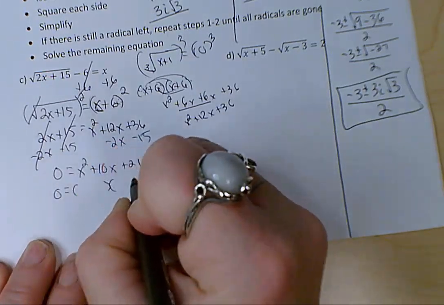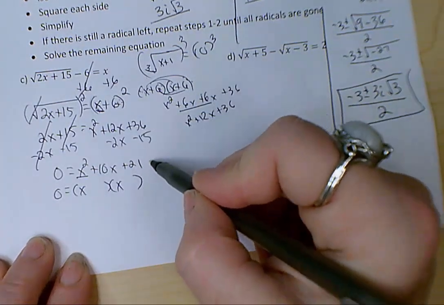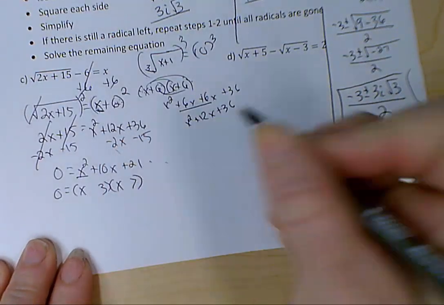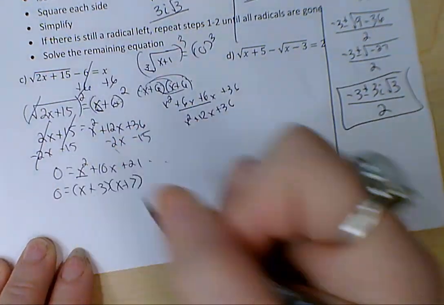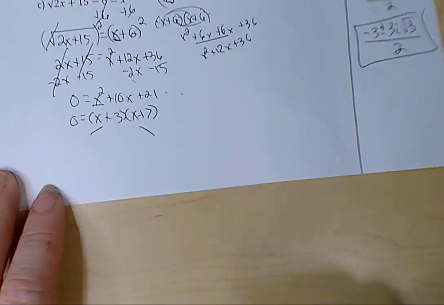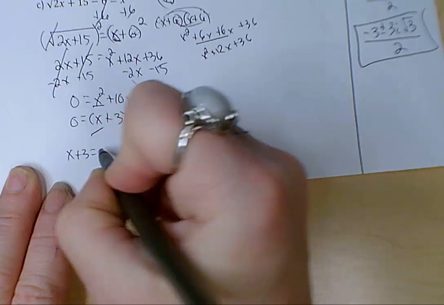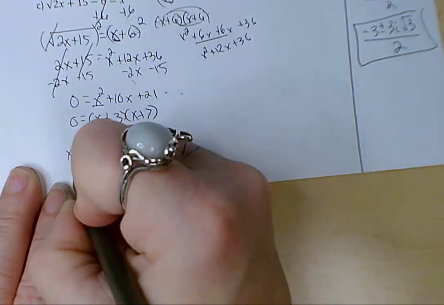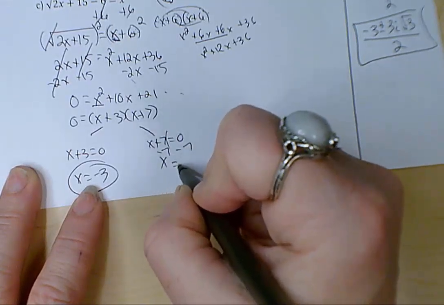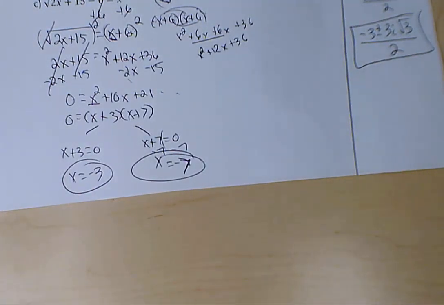Now I am going to attempt to factor it. So let's see. X squared tells us x times x. Factors that multiply to 21 that add or subtract to get 10 is going to be our 3 times our 7. Everything is positive here, so everything's positive in our factors, which brings us to the zero factor property. Once you have it factored, split those factors up, set them each equal to 0, and solve. So x is a -3, or x is a -7 for our two solutions here.